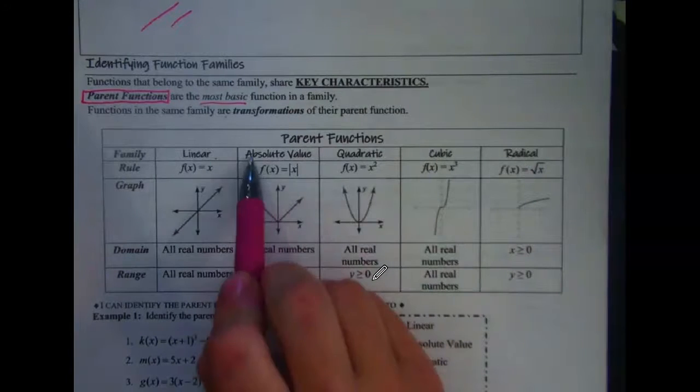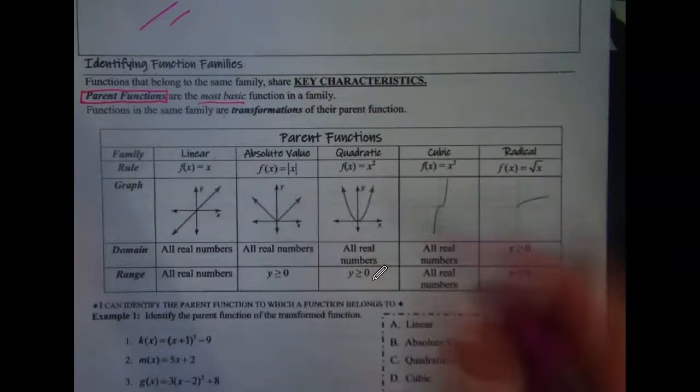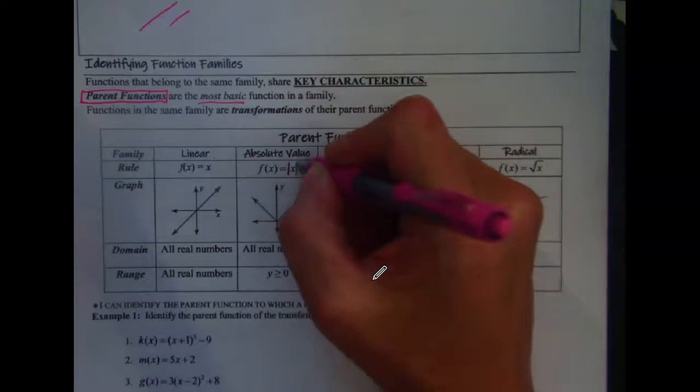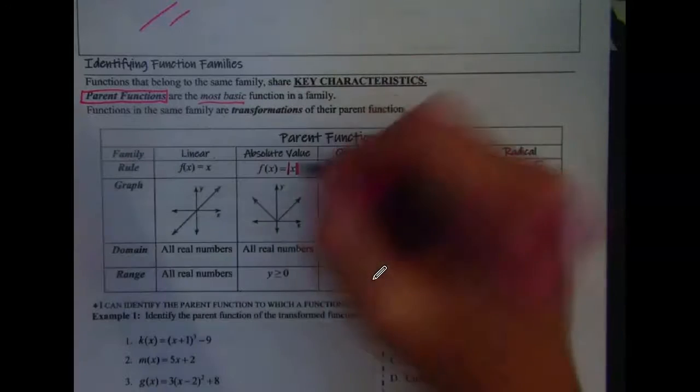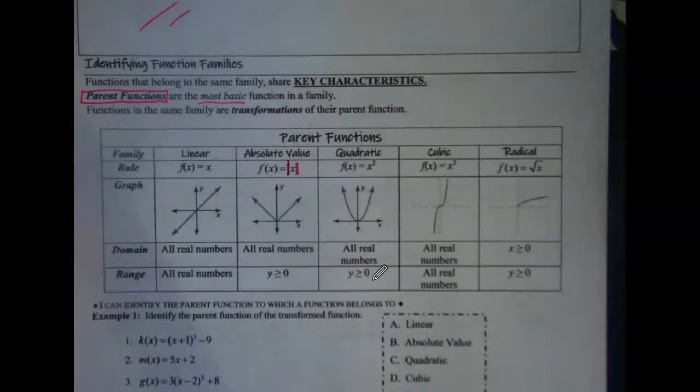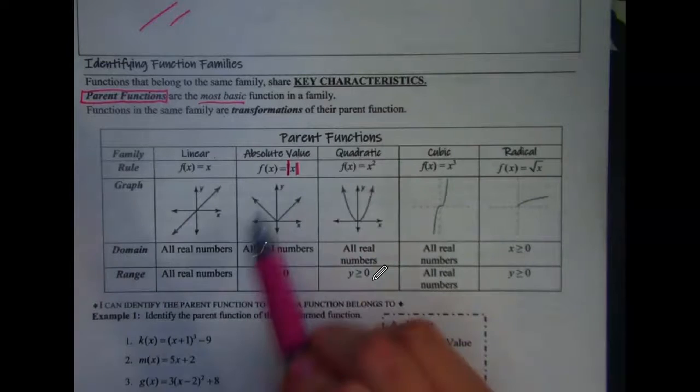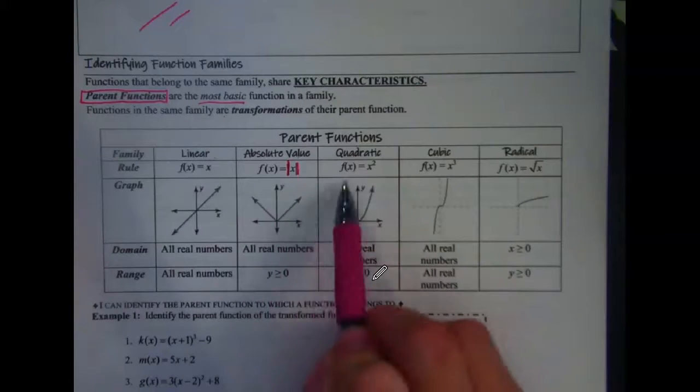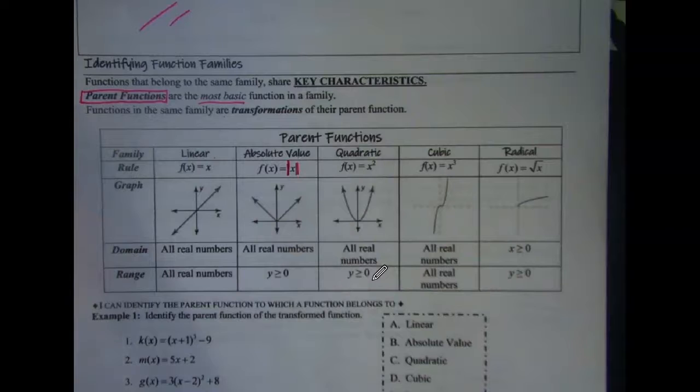The next one is our absolute value function. The key is you will be seeing the absolute value symbols. That will tell you it's an absolute value function. And again, it's going to look like this V. I think you learned about those in algebra.